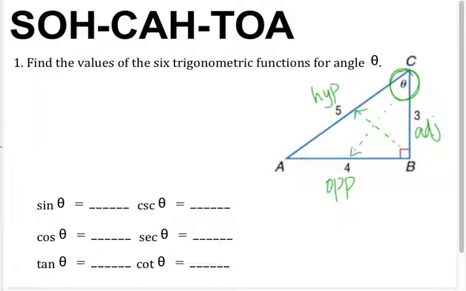So sine is opposite over hypotenuse. So I have 4 over 5. Cosine is adjacent over hypotenuse, so 3 over 5. And tangent is opposite over adjacent, so 4 over 3. Now I just need to do the reciprocals. Well, cosecant is the reciprocal of sine, so sine is 4 over 5, so this is 5 over 4. Secant is the reciprocal of cosine, so that's going to be 5 over 3. And then cotangent is the reciprocal of tangent, so it is 3 over 4.